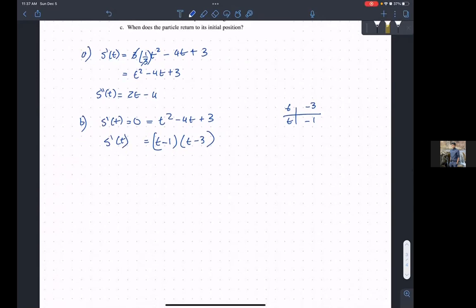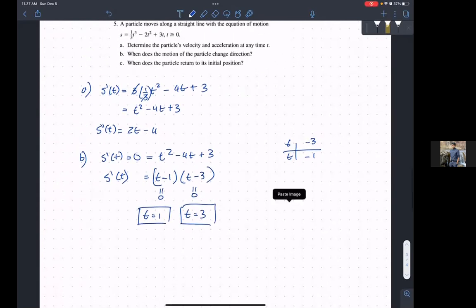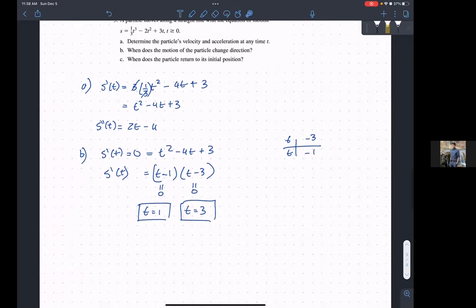Now I can set them equal to 0. So this equal to 0, this equal to 0. That means I'll get t equals 1 and t equals 3, right? These are the two times where it will pass 0. So this is where it will change direction. T equals 1 and t equals 3 is when it will change direction because it's passing through 0.